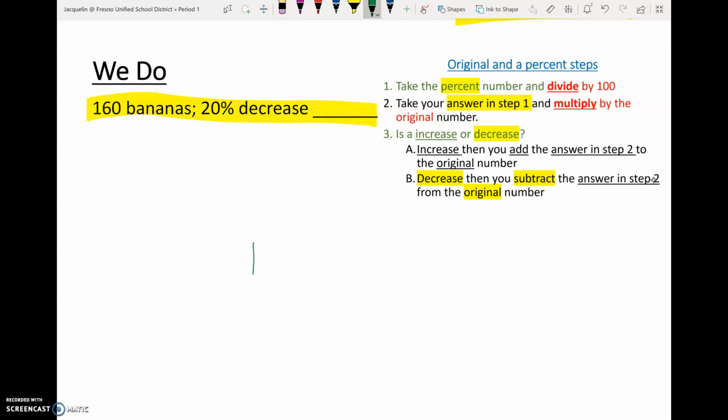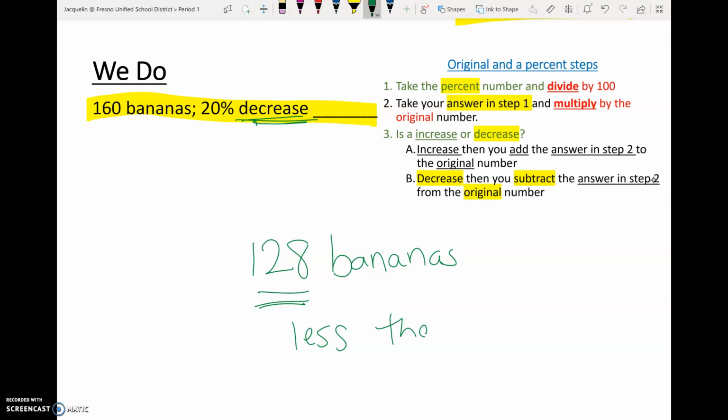Your answer should be 128 bananas. Since it is a decrease, this number should be less than this number here.